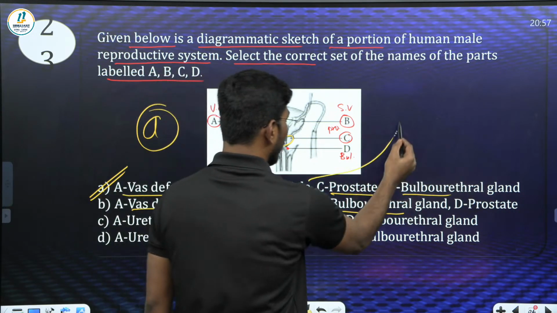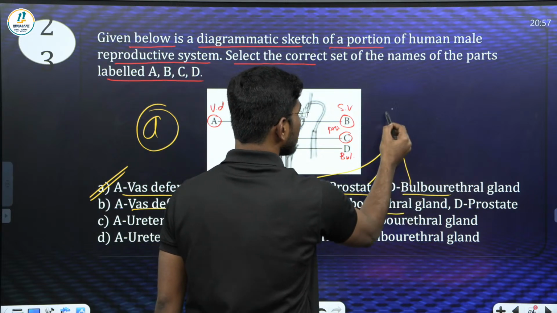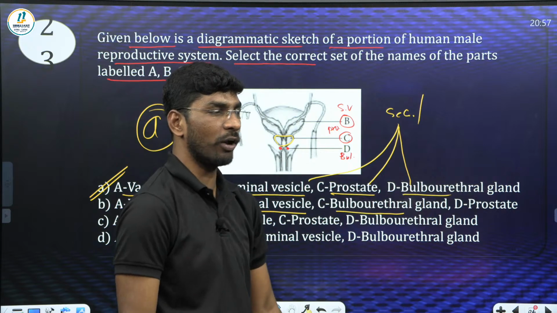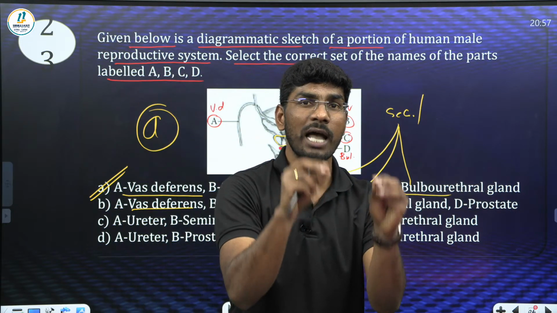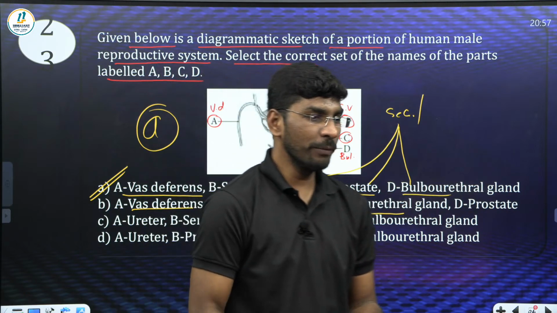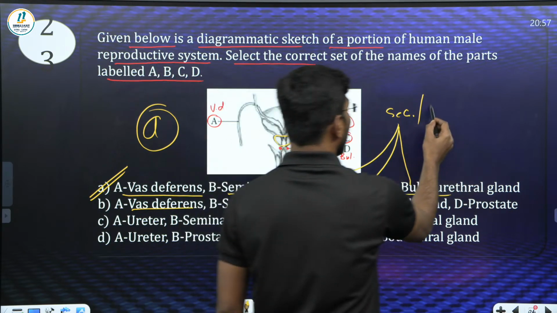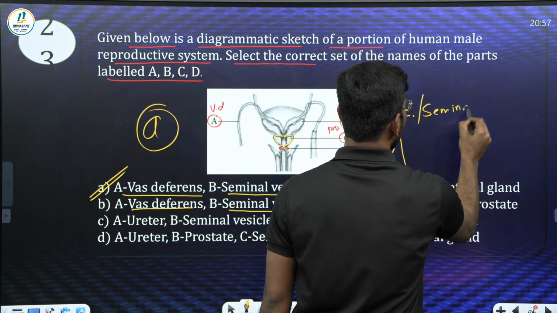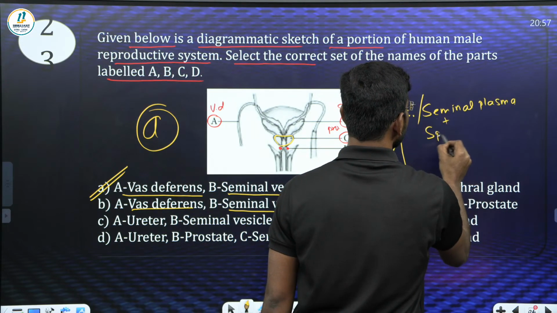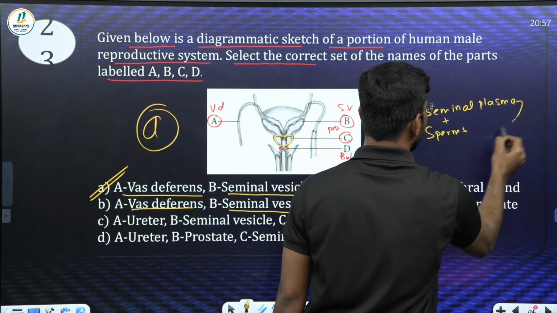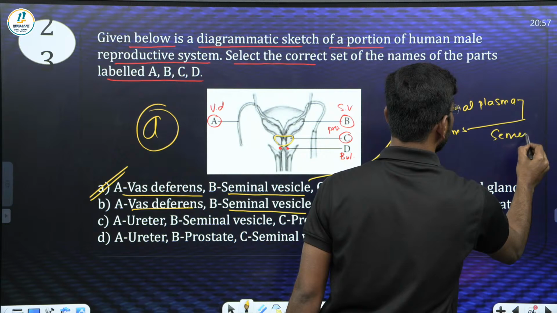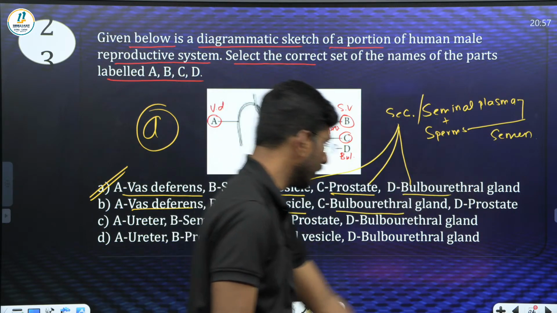Seminal vesicles, prostate, bulbourethral glands secrete something. Any one of you give me the name of this fluid? What do these three accessory glands secrete? Seminal plasma. Seminal plasma plus sperms together are called what, beta? These two together are known as semen. Remember semen. Yes, good. Next question.